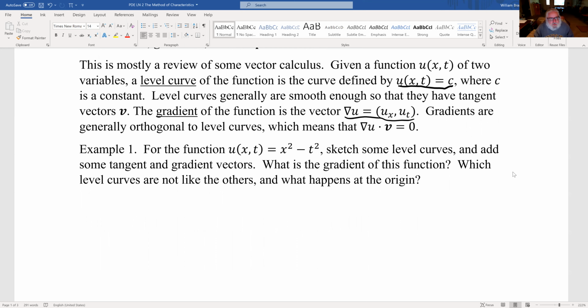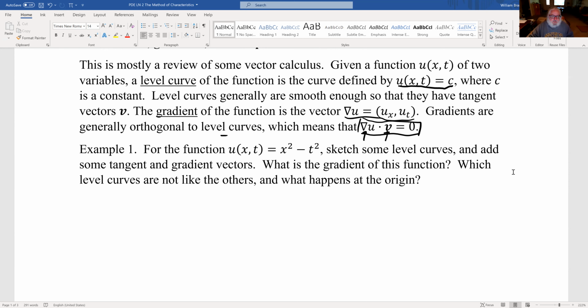Sometimes I'll write vectors in bold and sometimes I will not, because it's a little bit of a pain turning everything into bold when you're typing these things up. But gradients are generally orthogonal to level curves, which means that grad u dot v equals 0. So if v is a tangent vector to a level curve, then that's going to be orthogonal to the gradient.